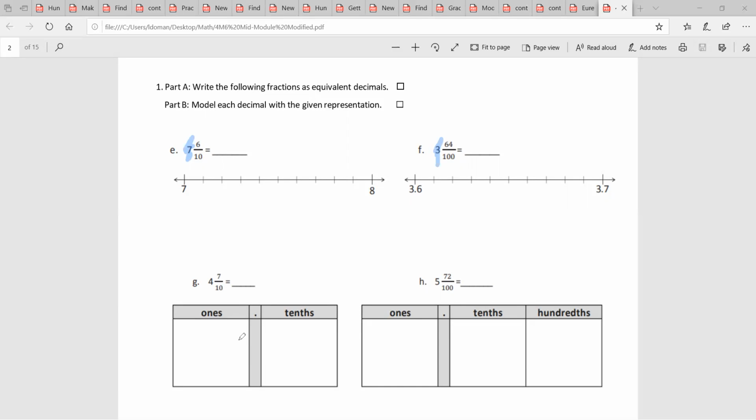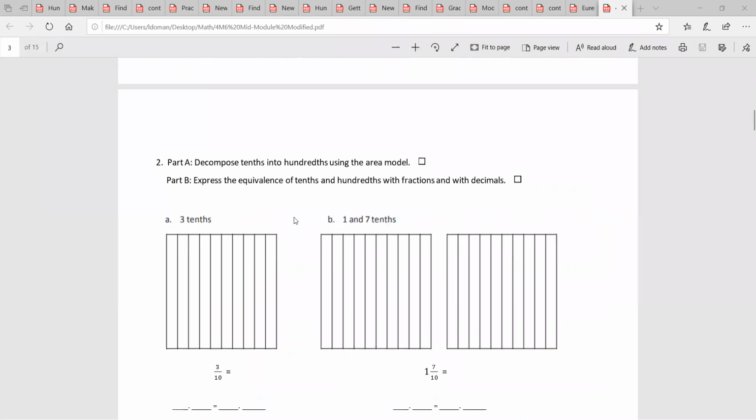All right, for the next section, you are going to show me, using your place value discs, where you would bundle. So if you have 4 7/10, okay, where would your 4 be? How many tenths must you have here in order to get there? Okay, so go ahead and do G and H by drawing your place value discs. Okay, then we are going to continue going on down.